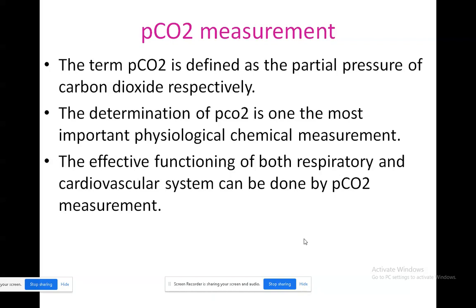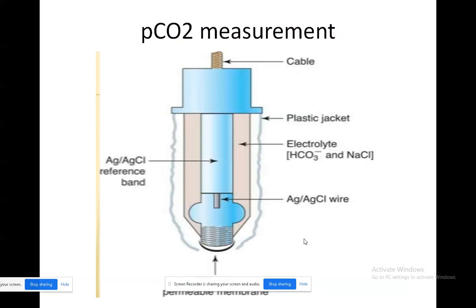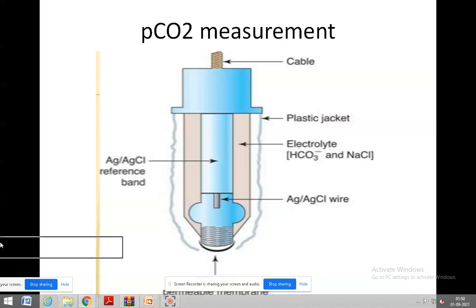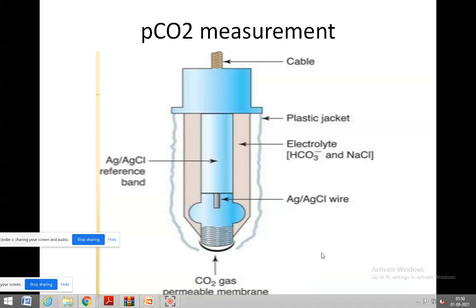Determining the PCO2 value in human physiology is a very important chemical measurement. The effective functioning of both the respiratory and cardiovascular systems can be assessed by PCO2 measurement. So by finding the value of PCO2, you can determine the functioning of the respiratory and cardiovascular systems. This is the PCO2 measurement meter.